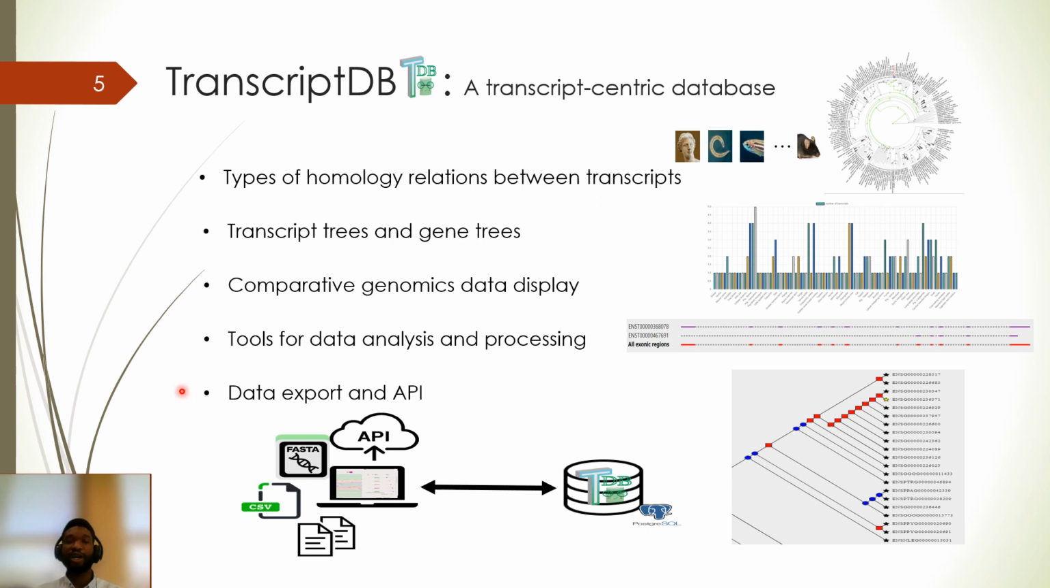TranscriptDB allows you to download data in FASTA format or CSV format. The collected and computed data are loaded into a custom PostgreSQL relational database. The database provides relevant clusters of conserved transcripts and transcript phylogenies computed thanks to a new similarity measure.